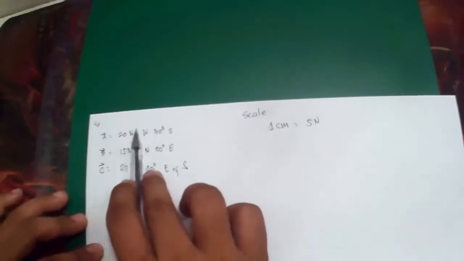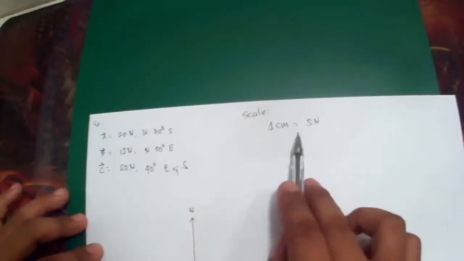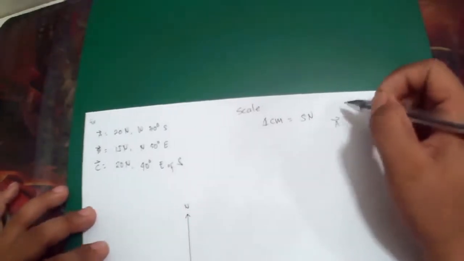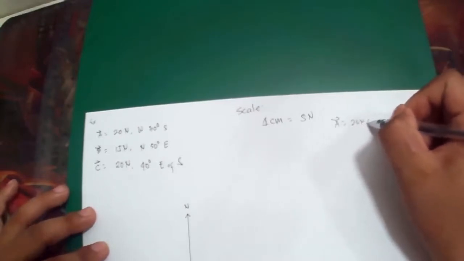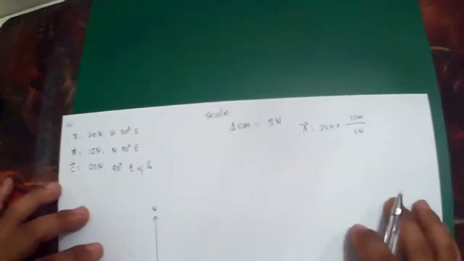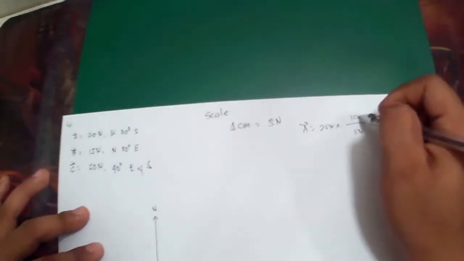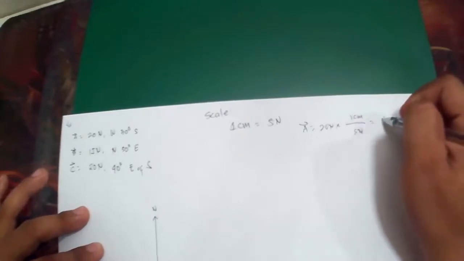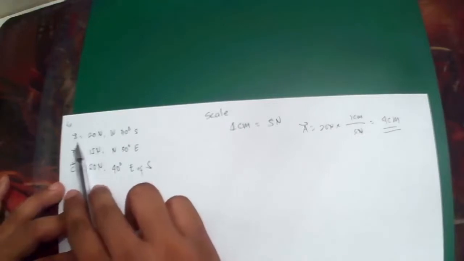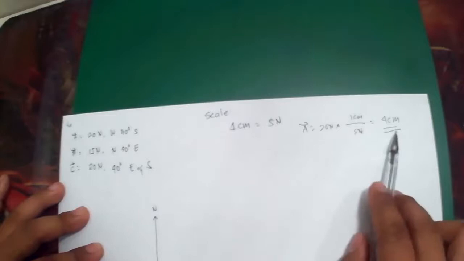That means all the numbers here that are expressed in Newton will be converted into centimeters. Now to do that, for example, vector A, 20 newtons times, in every 1 centimeter we have 5 newtons. Cancel out Newton. 20 times 1 will give you 20, divided by 5 will give you 4 cm.